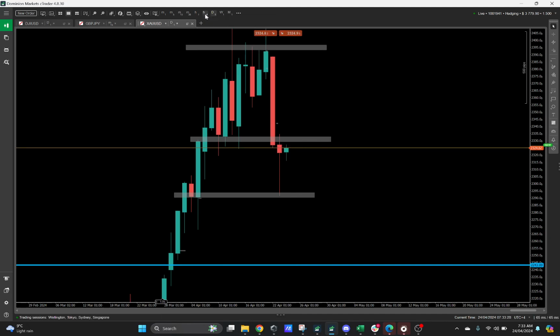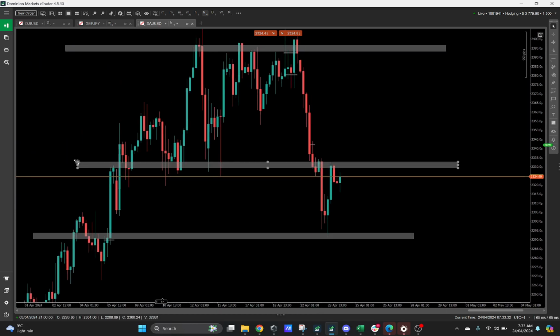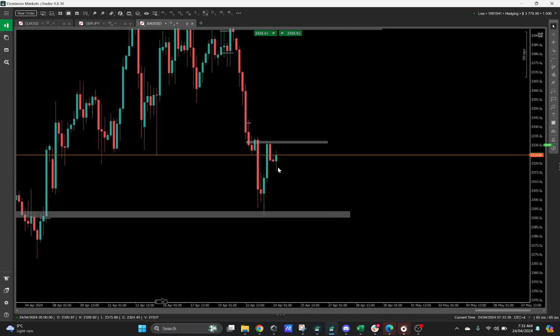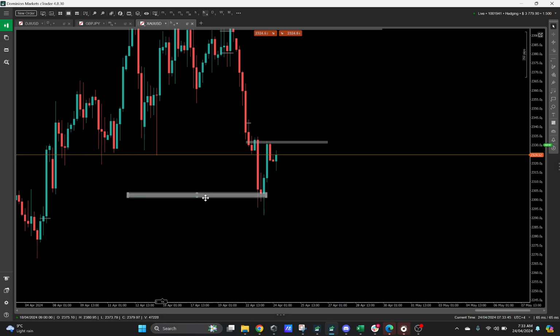Let's take a look on the 4 hour time frame. Now we need to adjust our zones based on the 4 hour time frame. And I think the adjustment is going to be that we have a resistance right here on the 4 hour. And then obviously we have this support on the 4 hour, which we will adjust over here, right there.